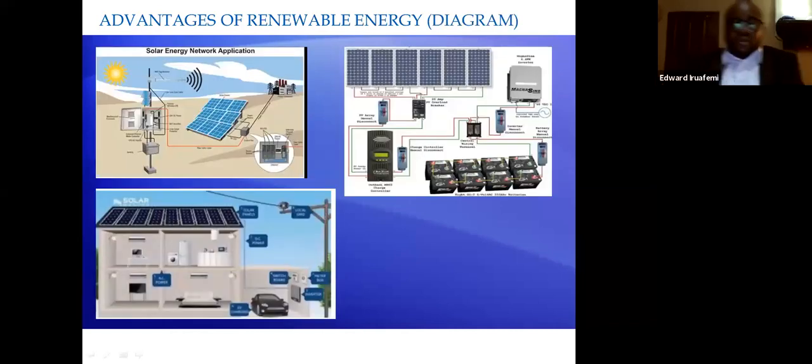This is a diagram and illustration of how it works. You can see on the power energy network, the application, we have the solar panels. The solar panels are the ones that absorb the sun, which puts more energy into the batteries. You have to have a certain amount of batteries depending on the amount of power you want to generate in your home. Basically, it's a basic need we have in the house.